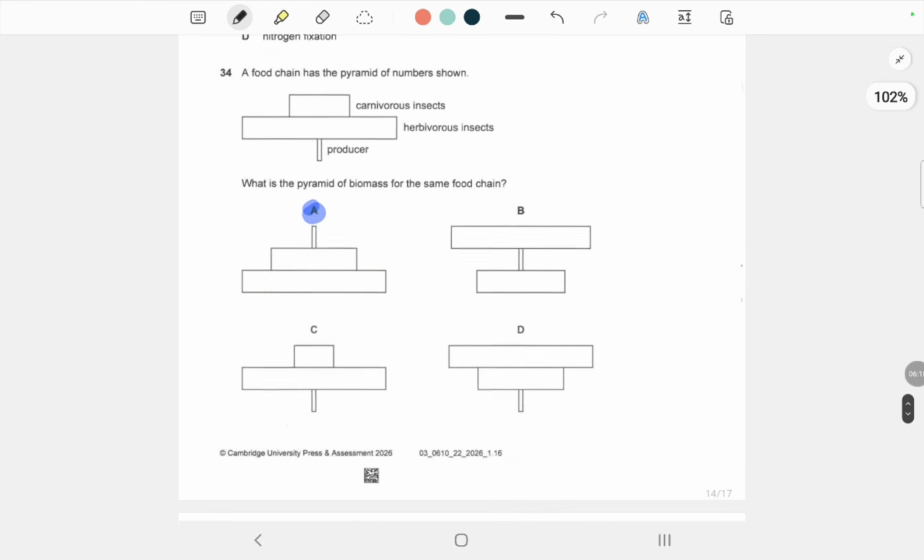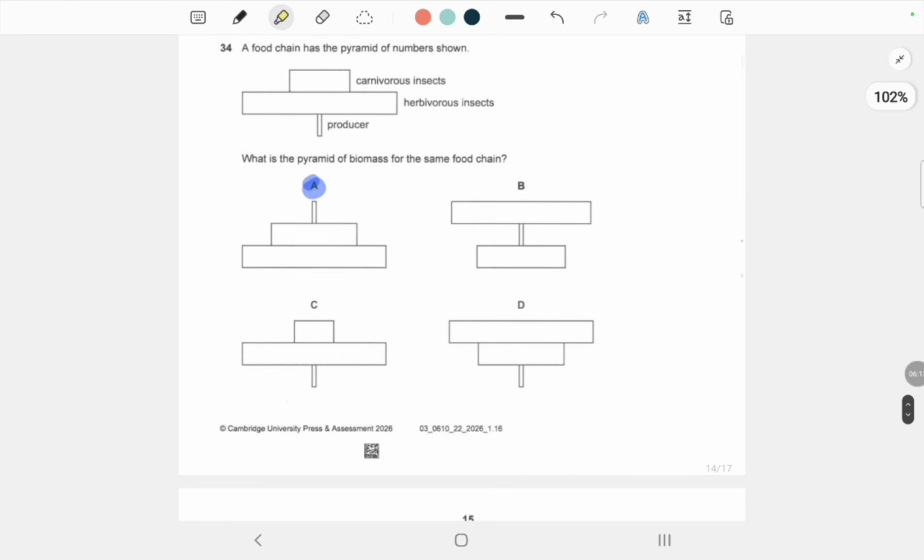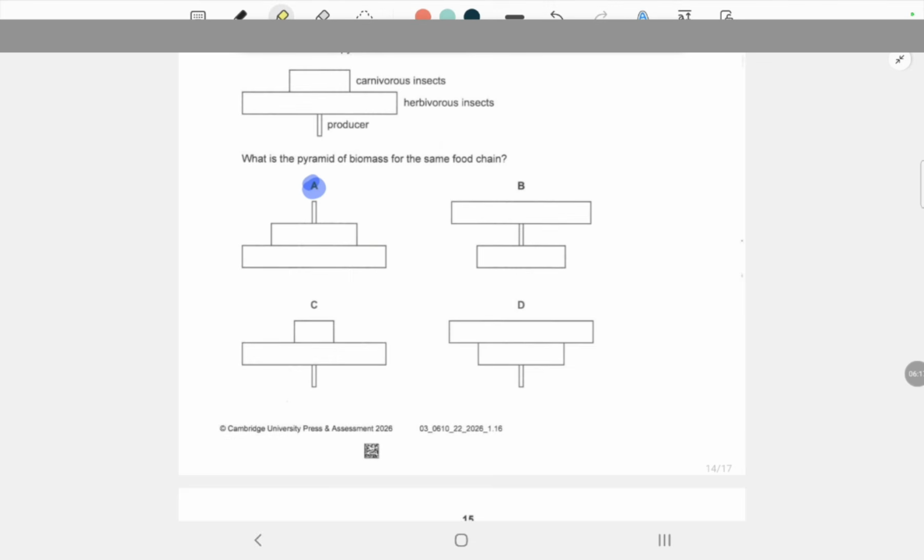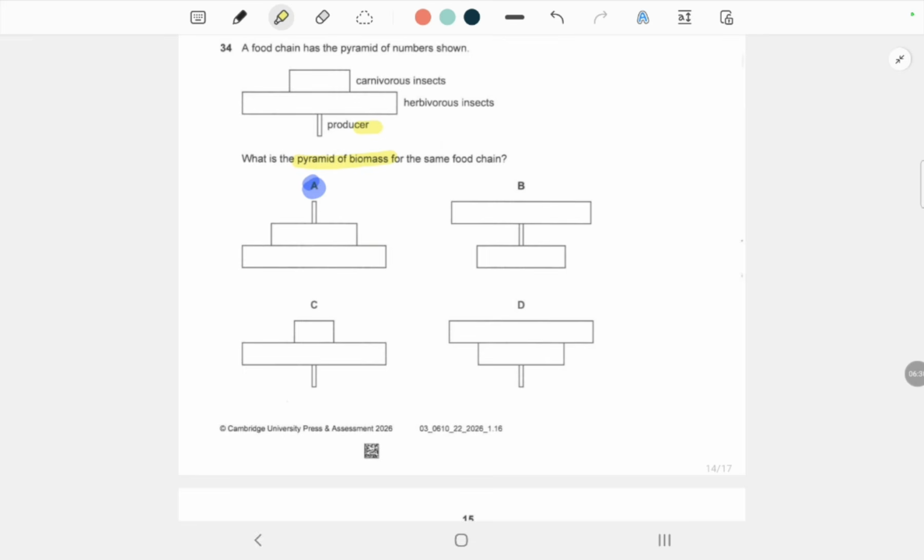Now, question number 34 might seem a little bit tricky, but it was repeated actually. He's telling you here a food chain has a pyramid of numbers shown. You have here carnivorous insects, herbivorous insects, and producers. So the answer here will be A, because when I'm saying pyramid of biomass, it means the amount of organisms in the environment. The one that will take the largest and most abundant space, of course, is the producers, which are the plants, the grass, and all of these kinds.